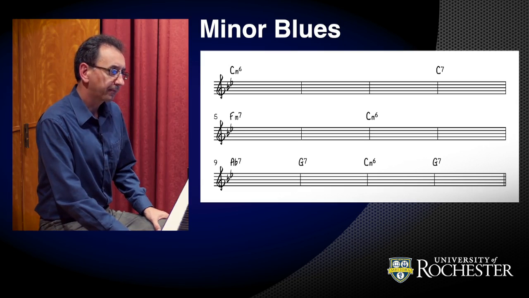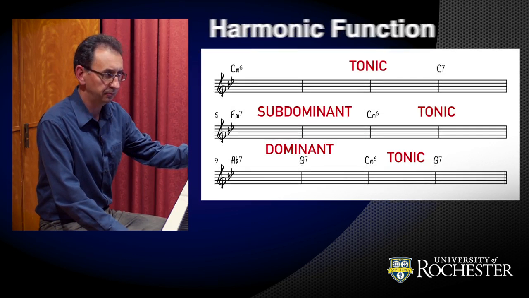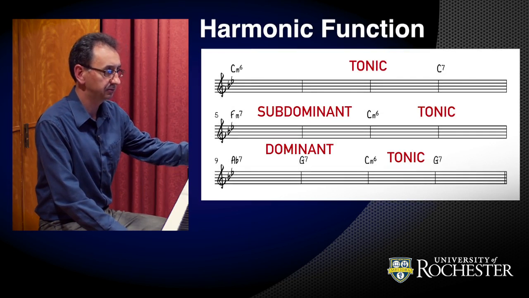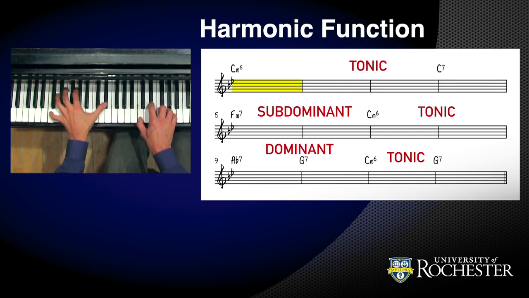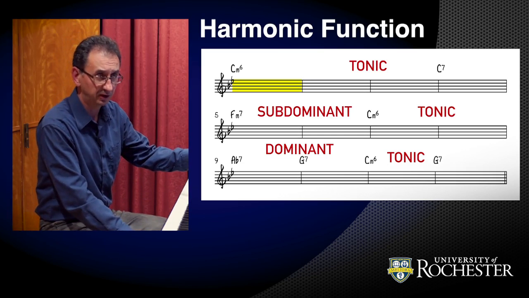As you could hear, we just went through 12 bars of the blues. Just as in a major blues, minor blues starts with a minor tonic. So your C minor chord is your minor tonic. Right? It occupies the first phrase of the blues.